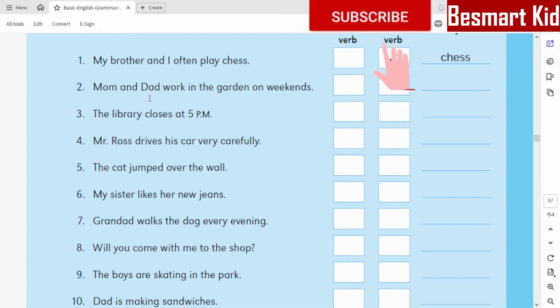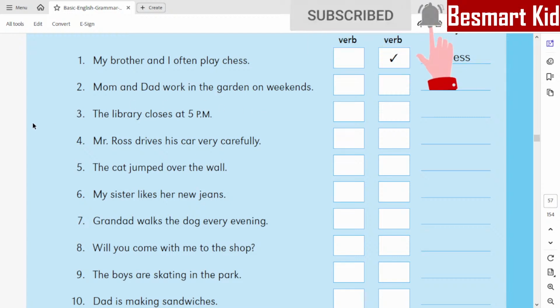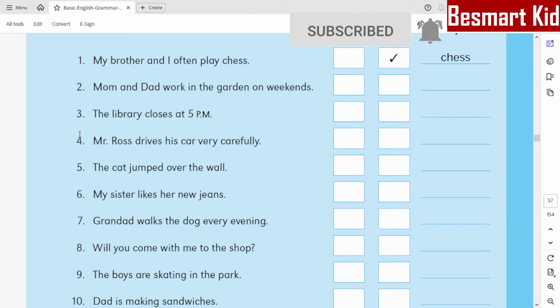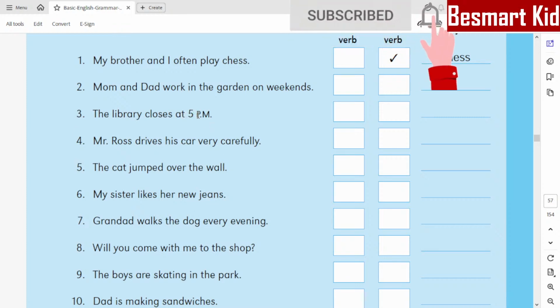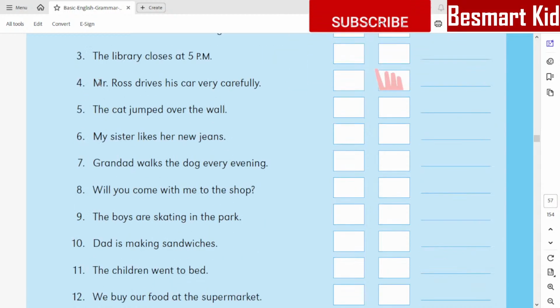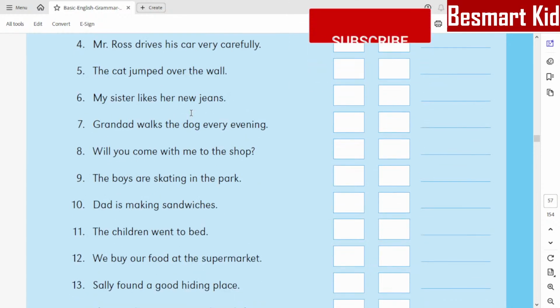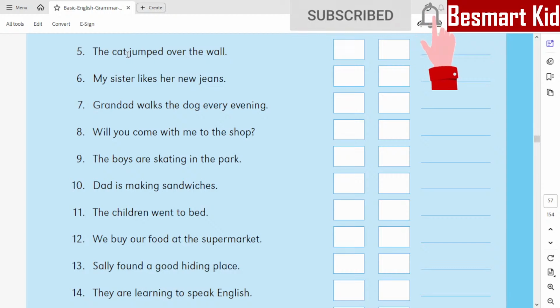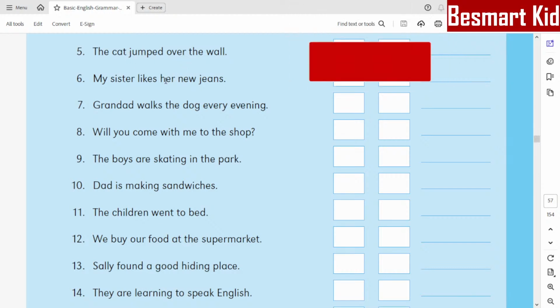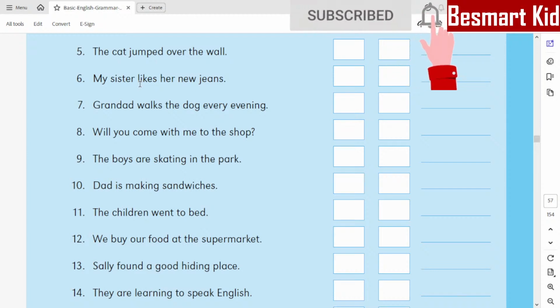Second, mom and dad walk in the garden on weekends. Third, the library closes at 5 p.m. Fourth, Mr. Ross drives his car very carefully. Fifth, the cat jumped over the wall. Sixth, my sister likes her new jeans. Seventh, Granddad walks the dog every evening. Eighth, will you come with me to the shop?